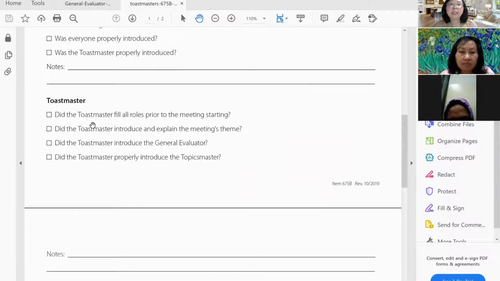Did the Toastmaster fill all roles prior to the meeting starting? Because that also shows the club is prepared, because I have been to some club meetings where they are not prepared about the role takers. Did the Toastmaster introduce and explain the meeting's theme? Because the Toastmaster needs to introduce the theme at the beginning. Did the Toastmaster introduce the general evaluator? And did the Toastmaster properly introduce the topic master?